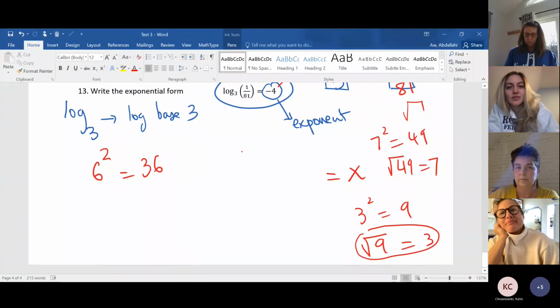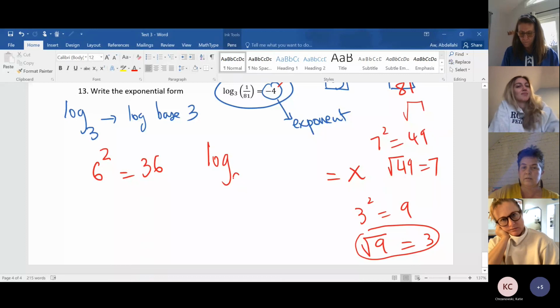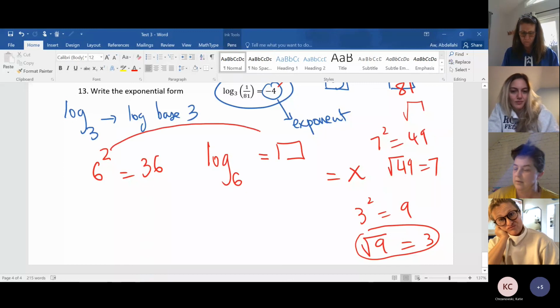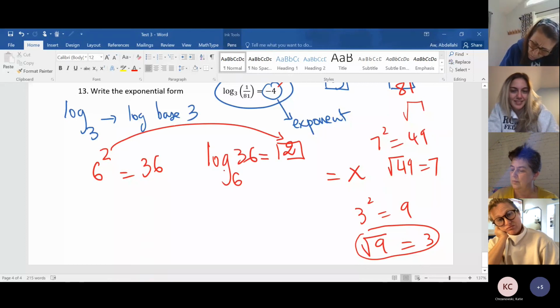Mimicking the definition, you say log. What is the base? 6. Base 6 of what? We said the outcome for the log is always the exponent. 2. So log base 6 of 36 is equal to 2. This is where we are with log.